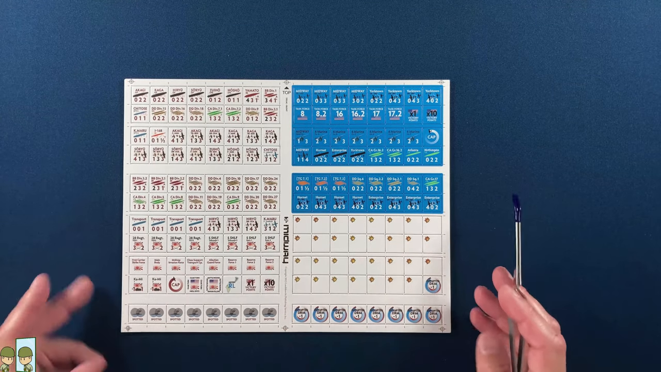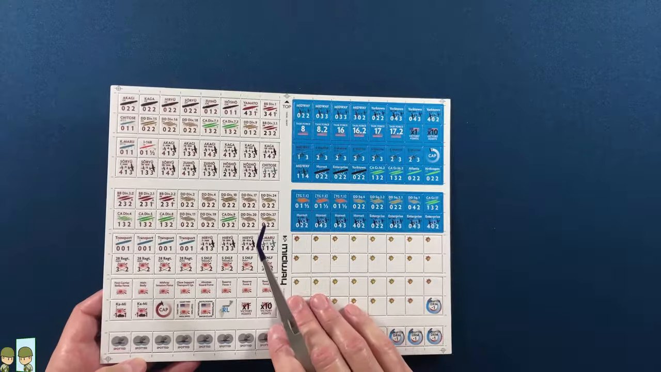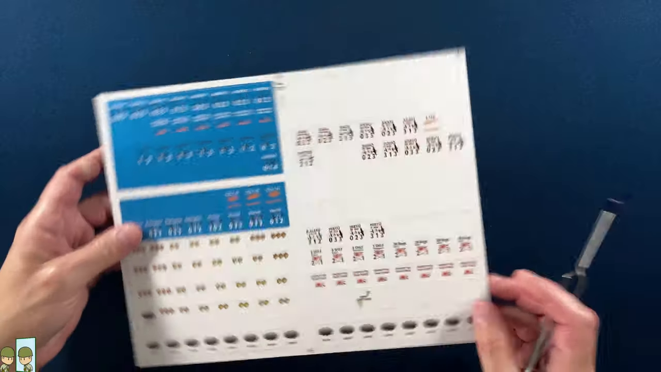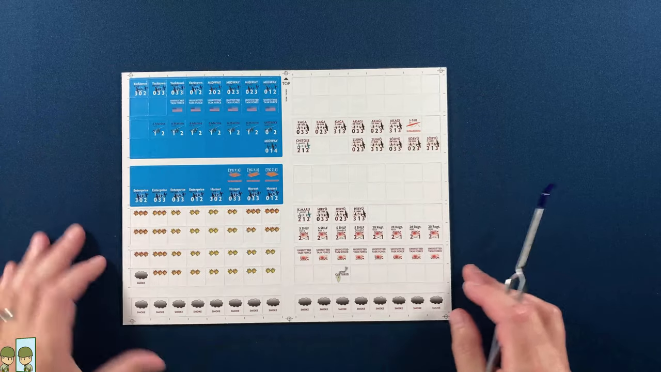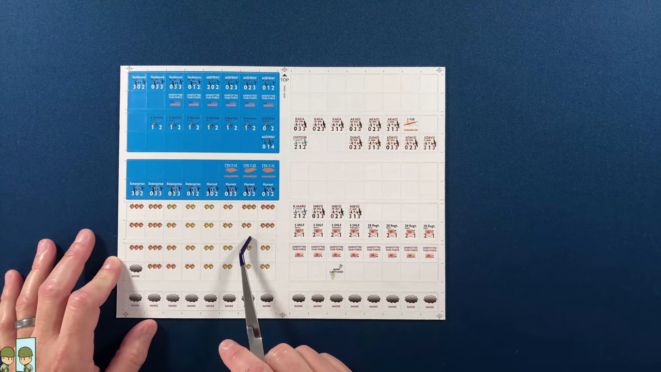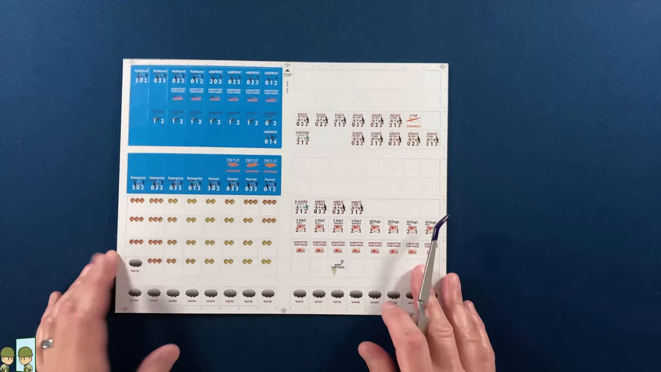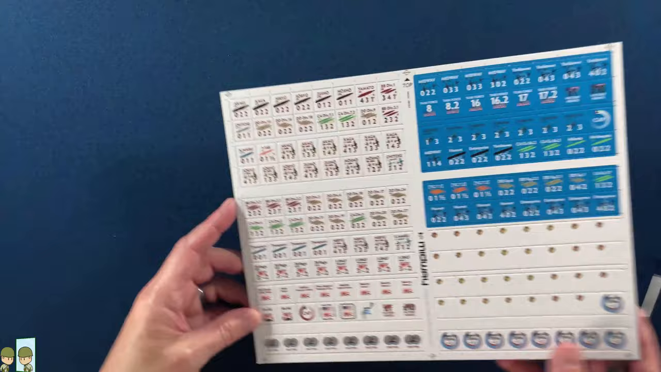Not a lot of counters, but I like what I see. They're nice looking counters, thick. There is a backside, it looks like, to some of the counters. I got some smoke markers. Don't know what the explosion markers are for. That's interesting. Unspotted task force, which I wonder what the other side of that would be.